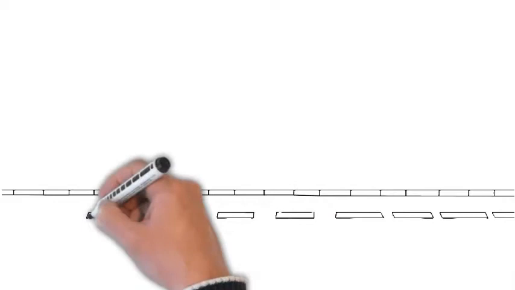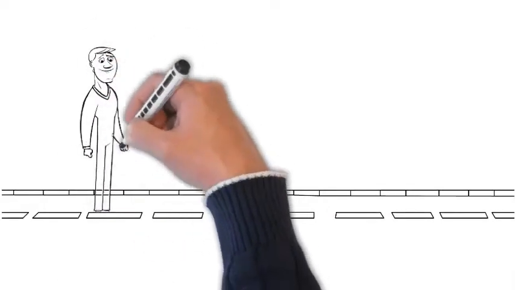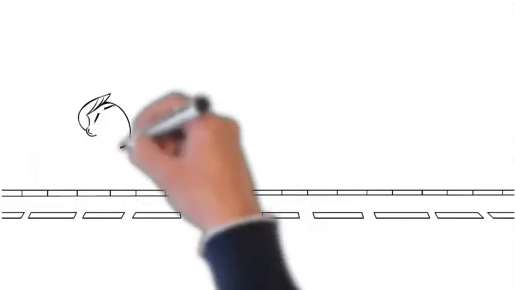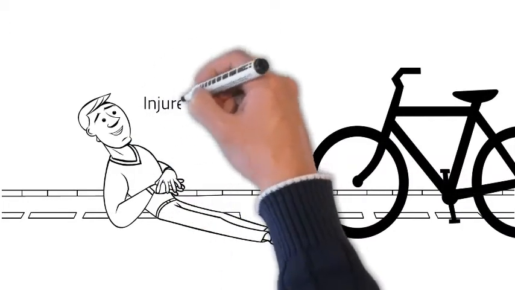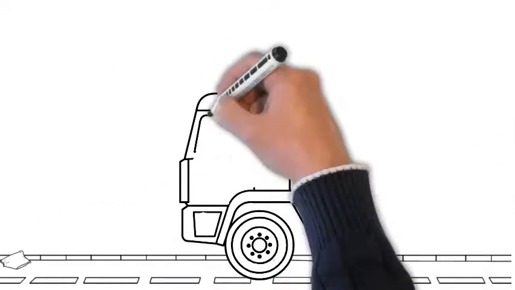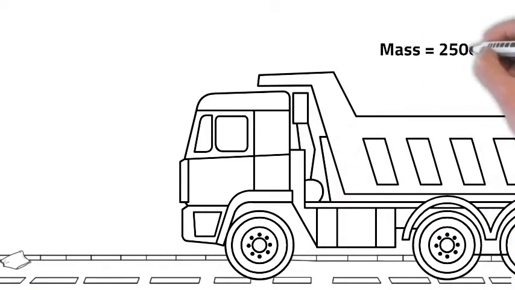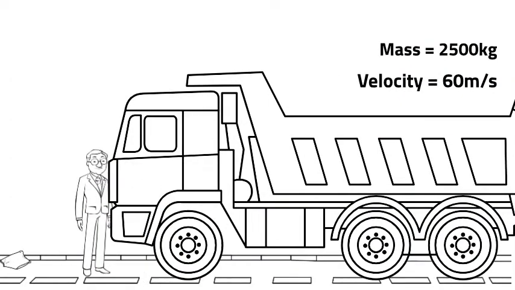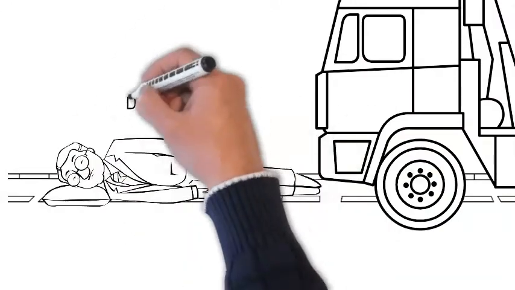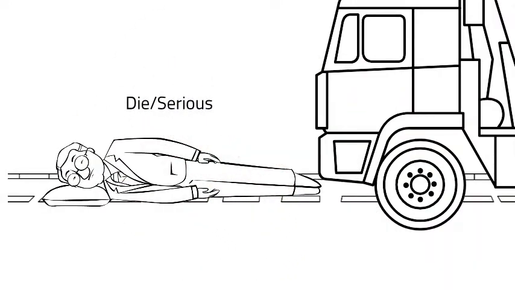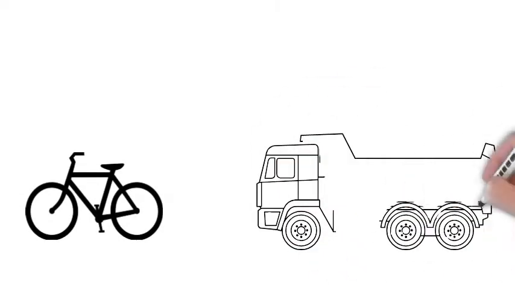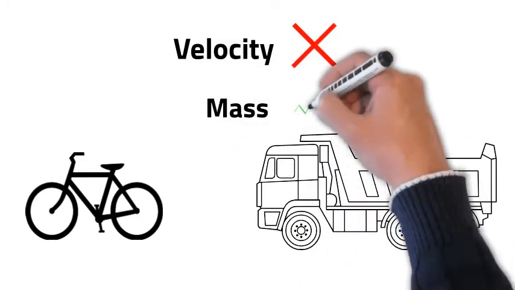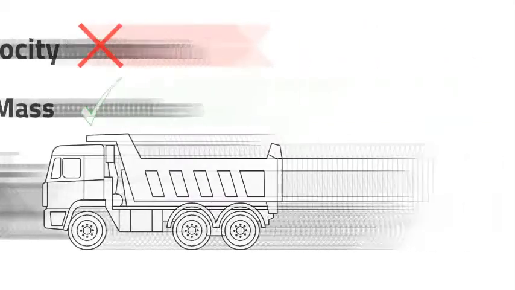Example 1. Assume a person standing in a roadside, a bicycle of mass 50 kg with speed 60 m/s hitting him. As a common annotation, the person may get injured. Example 2. A truck of mass 2500 kg with same speed of 60 m/s hitting the same person. As a common annotation, the person may die or seriously get injured. The injury of the person is not because of the speed of the two different vehicles, but it is because of the mass. Let us discuss the two examples in terms of physics.